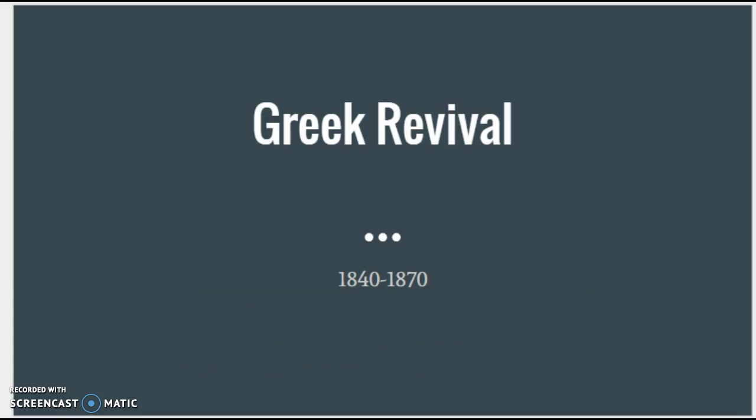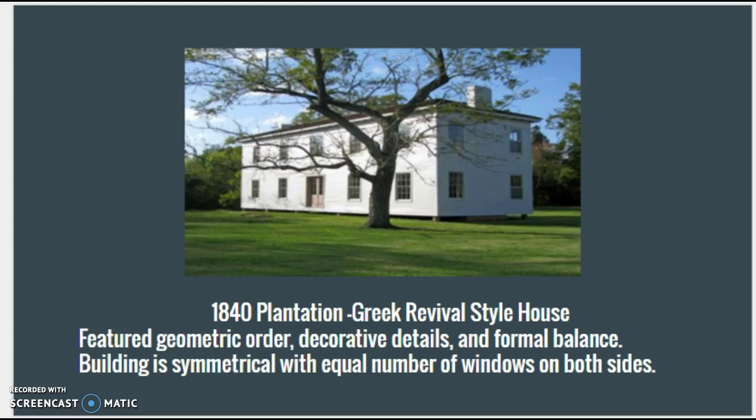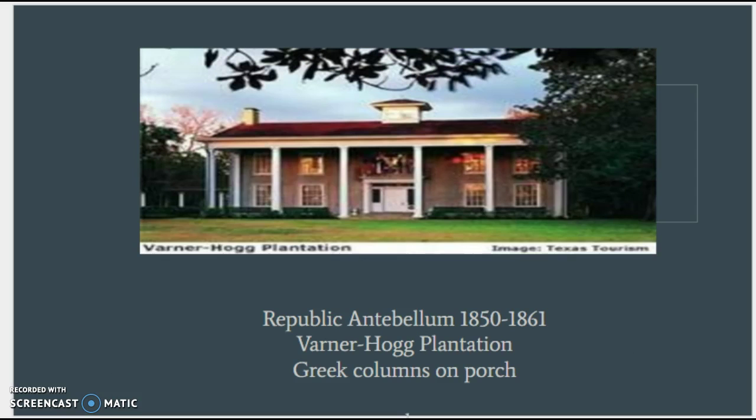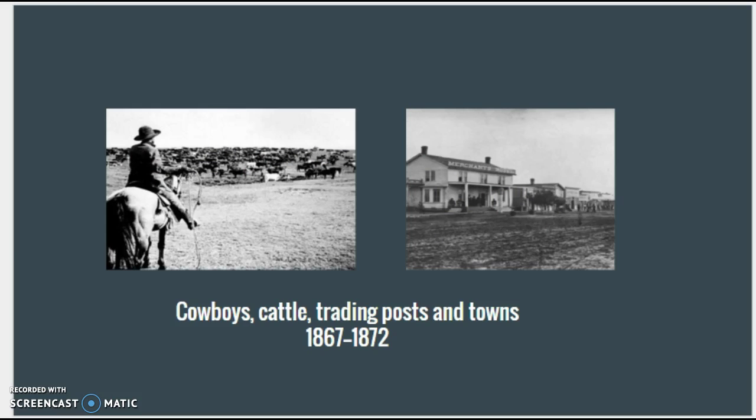During the Greek Revival period, communities developed, and families wanted nice, neat, tidy homes to live in, and this is featured in the symmetrical designs of homes. Everything was very balanced, with an equal number of windows on each side and an equal number of rooms. These plantations had Greek columns on the front porches, reflecting form and balance.